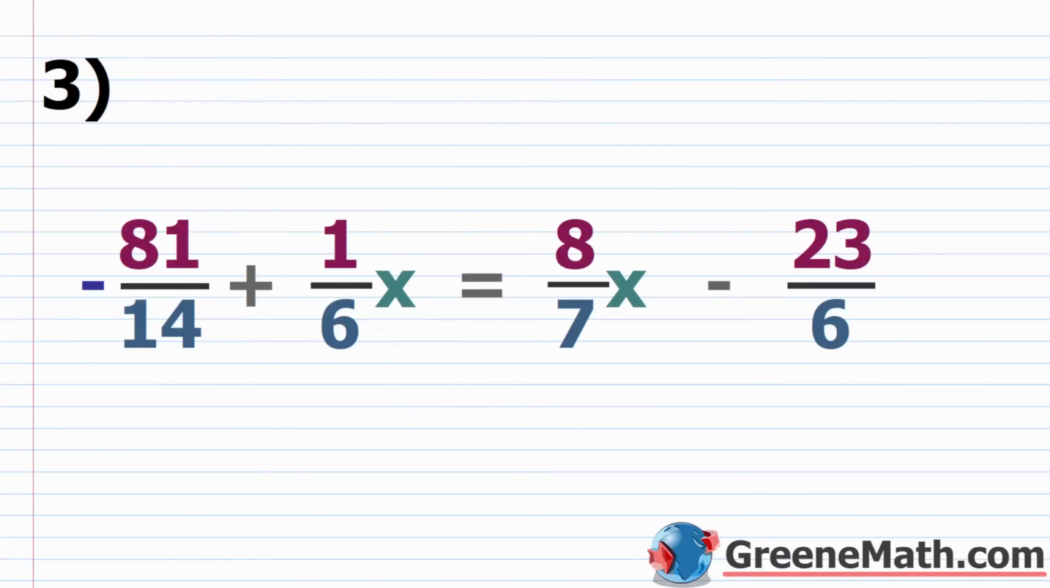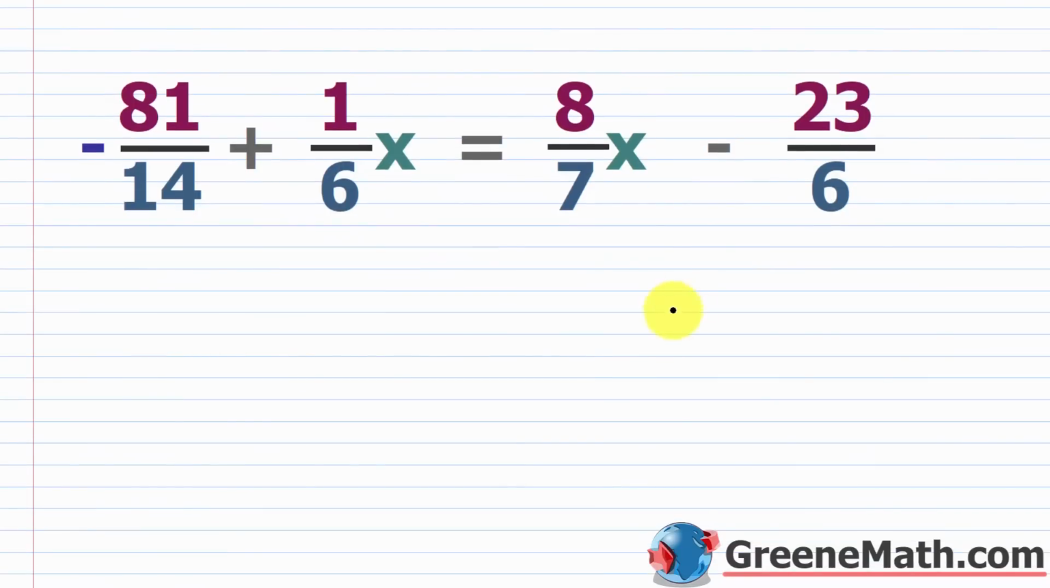Okay, let's look at another one. So here we have negative 81 over 14 plus 1 over 6x is equal to 8 over 7x minus 23 over 6. So what is my LCD? Let's think about these denominators. You've got 14, 6, 7, and 6. Okay, so what is 14? It's 7 times 2. 6 is 2 times 3. 7 is prime. And 6 is 2 times 3.